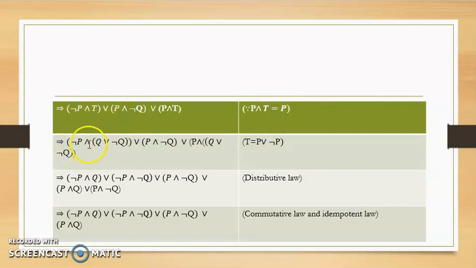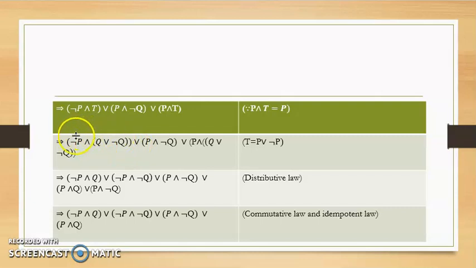That is not P and this T can be replaced. Already P is there, so I want to replace this T in terms of Q. So what is that? By using the formula P or not P, which is nothing but T. Similarly, Q or not Q can be replaced as T. So T is replaced as Q or not Q. And again here, this T can be replaced as Q or not Q.